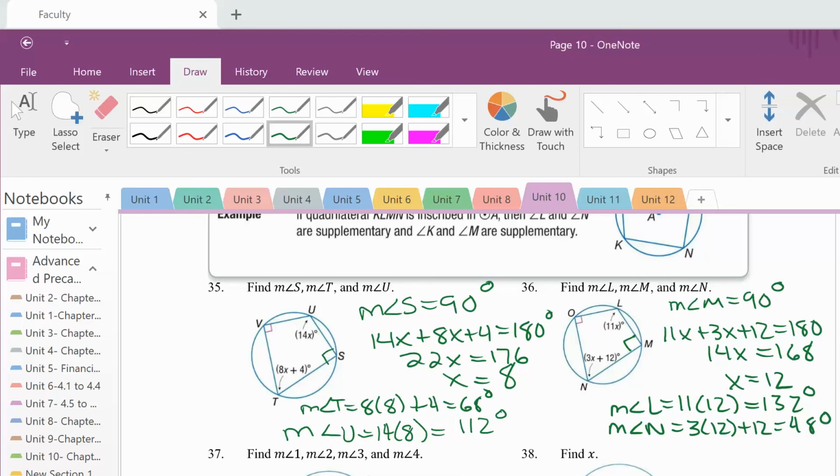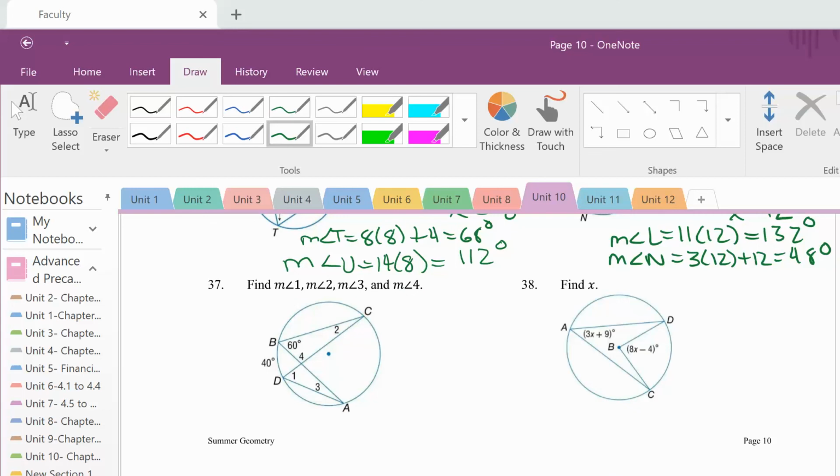All right. So then 37. It wants to know the measure of angle 1. Well, see how CD is a diameter, so the measure of angle 1, well, also, if you notice, arc AC is 120 because it intercepts 60 degrees, but then it also intercepts angle 1, so angle 1 is also 60 degrees.